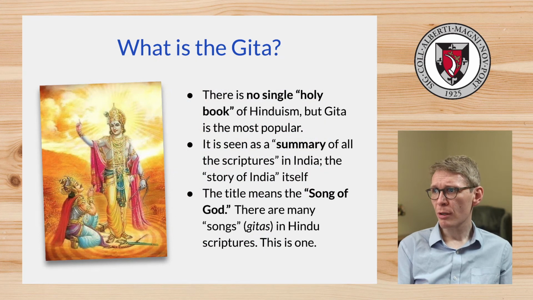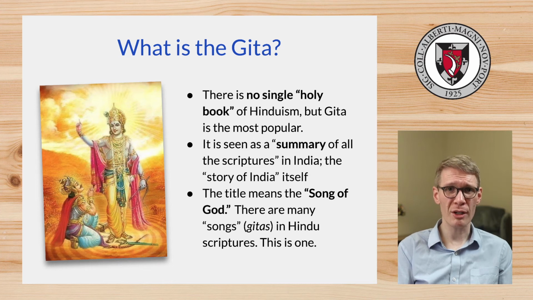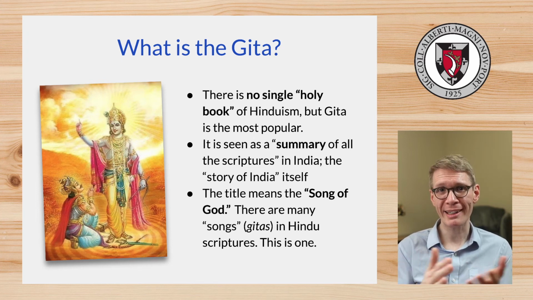And that charioteer is an avatar of the god Krishna, the preserver, whom we met earlier. So, what is the Bhagavad Gita? We've said that there is no single holy book. We've seen some of the holy books, but the Bhagavad Gita is seen as a summary of all the scriptures. Some have called it the story of India itself, right? And so language can get kind of grand in contexts like this. The title itself means the song of God. And so Gita simply means song, and Bhagavad is a form of the word for God. And so there are many Gitas in Hindu scripture. When we say the Gita, we're just recognizing that this is the most famous one, but there are actually many.